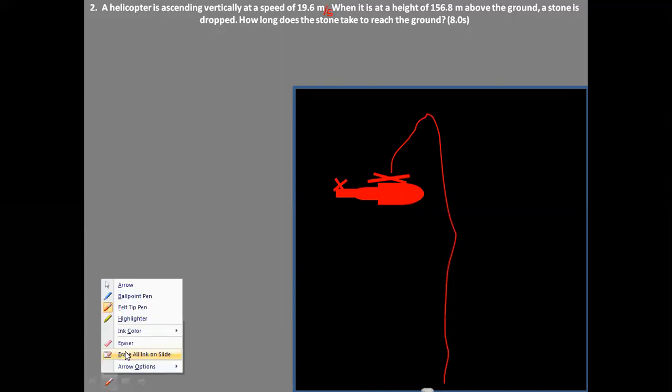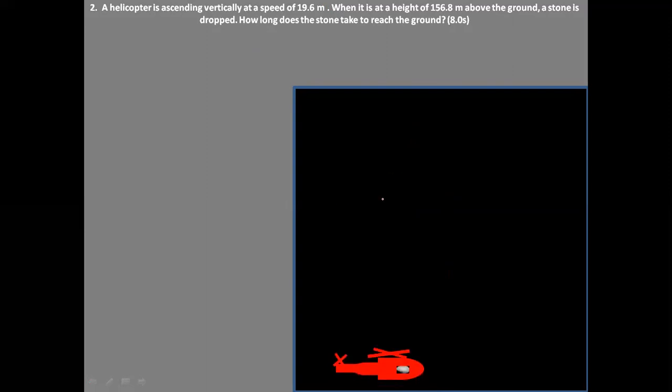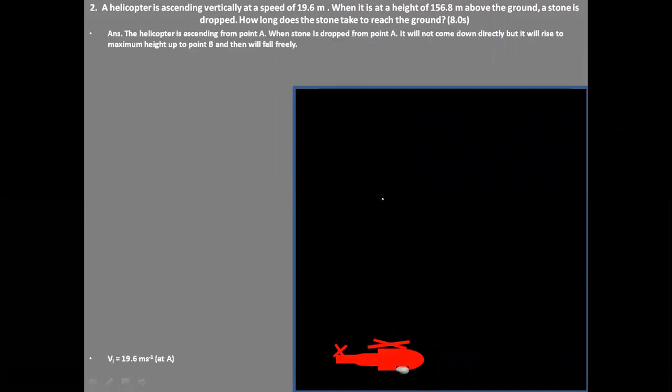Now let us look at how we can solve this question. The helicopter is ascending from point A. When the stone is dropped from point A, it will not come down directly, but it will rise to the maximum point, point B, and then will fall freely. That means it will go up first and then come down, just like this. When it goes up, the stone is going up due to inertia and then comes down.